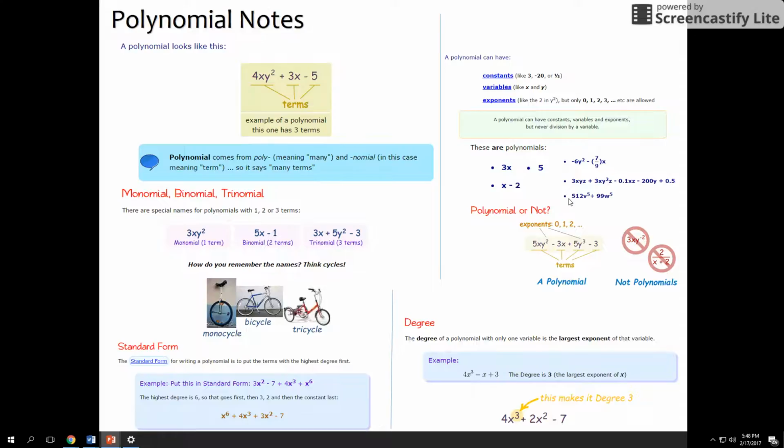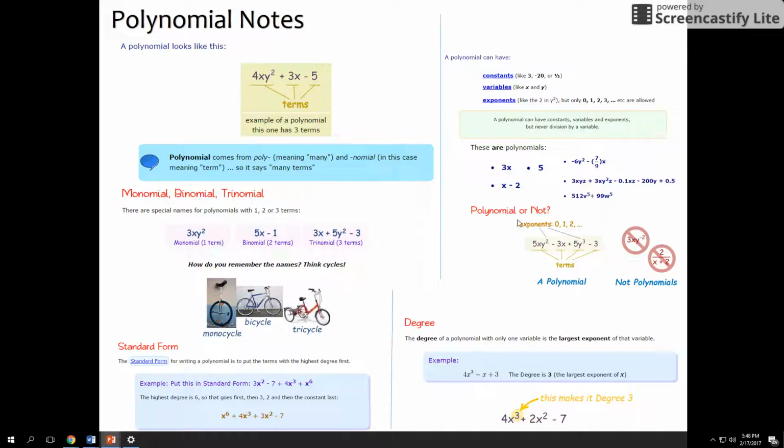Here are some samples of polynomials here. Here's one with a fraction as a coefficient. Here's one with a negative in front. Here's one with decimals in the front. These are all okay as polynomials. Even a single number by itself can be a polynomial.